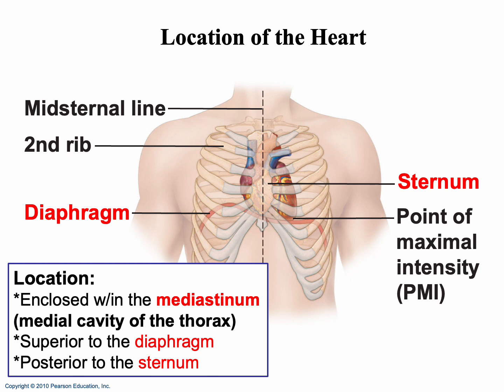So we start off by looking at the location of the heart. In this image here, the heart is right here, and it's enclosed within an area known as the mediastinum, the medial cavity of the thorax. The heart is positioned superior to the diaphragm, which is a very important muscle utilized for breathing, and posterior to the sternum. So it's found below the sternum here, this bone right here, the breastbone.